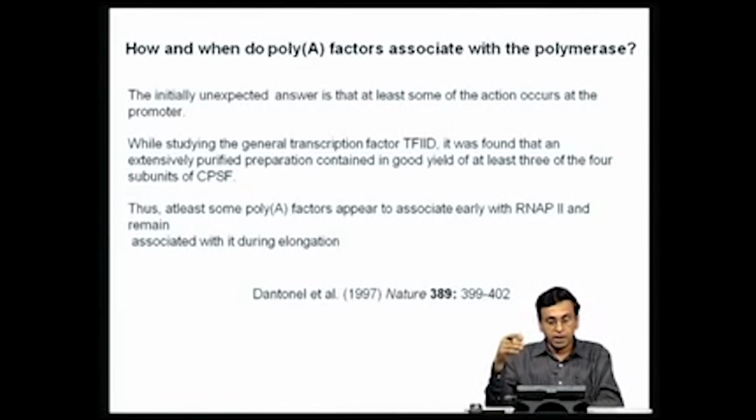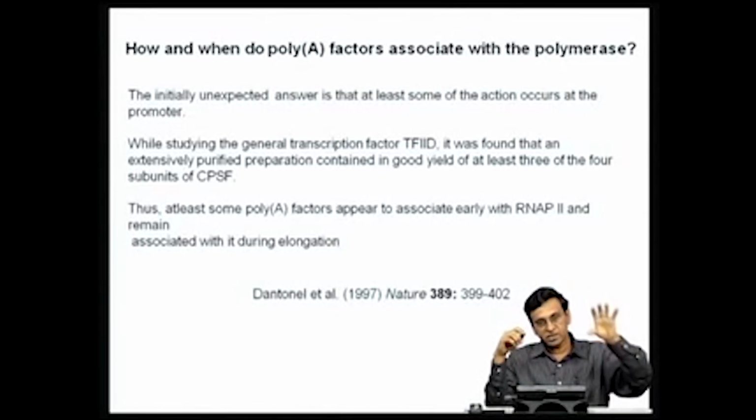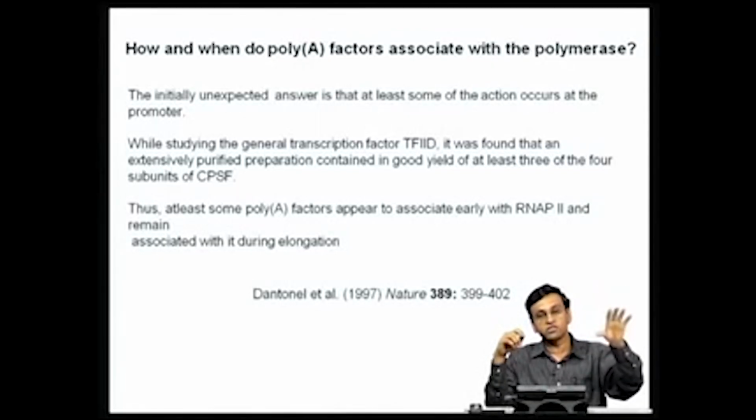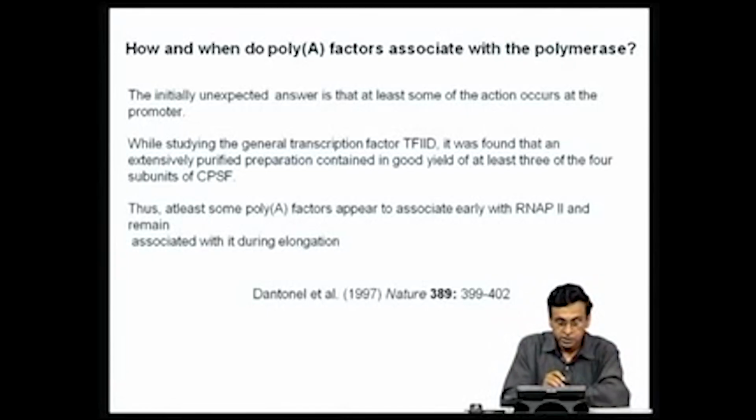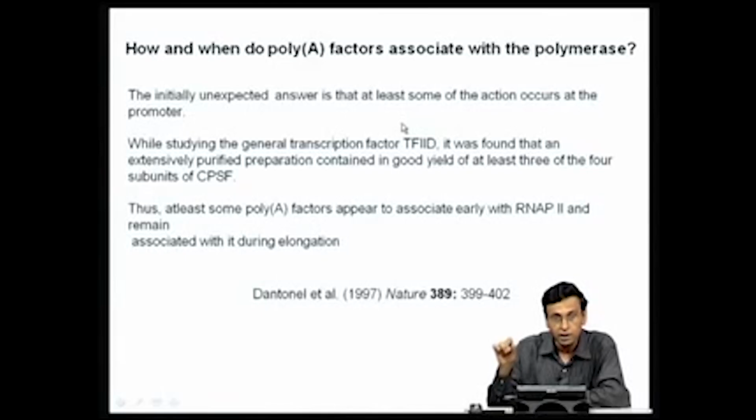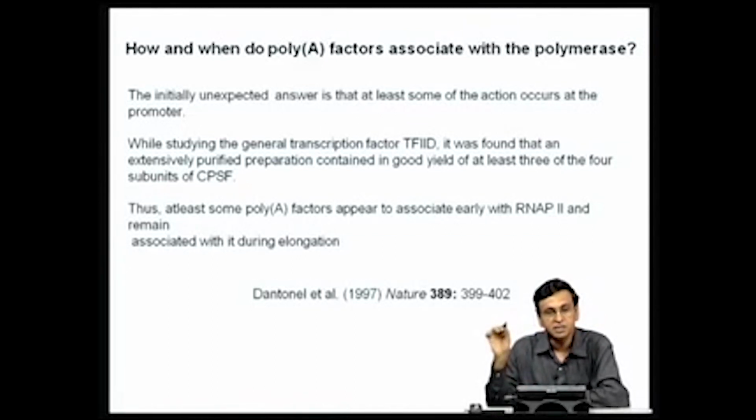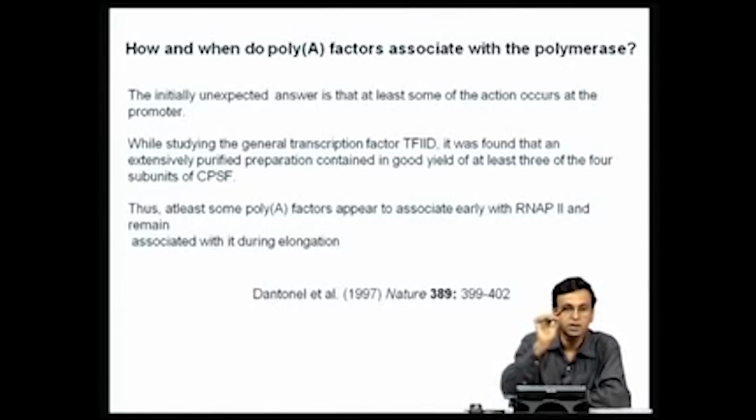But very surprisingly, people found that even at the stage of transcription initiation itself, many of the proteins involved in polyadenylation actually interact with RNA polymerase II, and they remain bound as part of the pre-initiation complex. Okay, so this was the very unexpected answer, where they found that the enzymes involved in polyadenylation actually associate with the pre-initiation complex, and they are present at the promoter itself. So, although polyadenylation is almost the last step in mRNA processing, the enzymes involved in polyadenylation seem to be associated with the promoter itself.